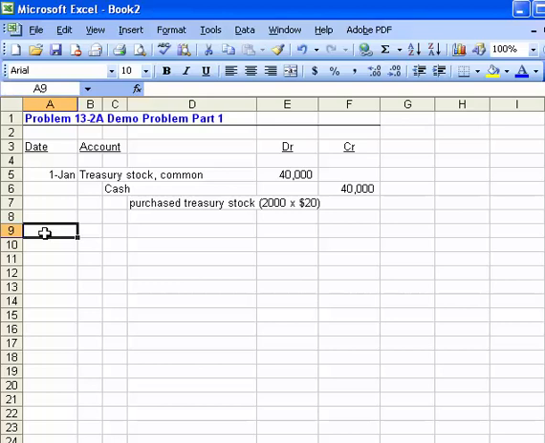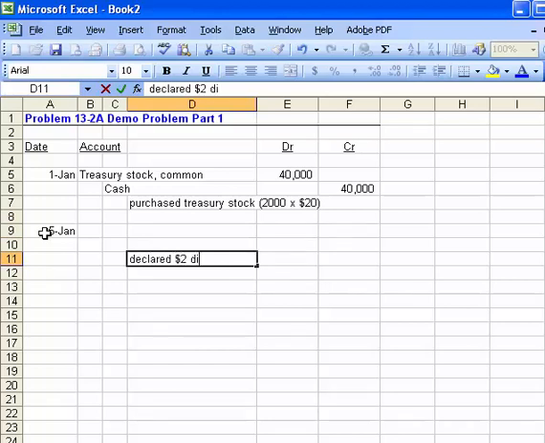On January 5th, so let's put in 1-5. I think I'm going to do it this way. The directors declare a $2 per share cash dividend payable on February 28th to the February 5th stockholders of record. Okay, so in this transaction, we declared $2 dividend on 18,000 shares.